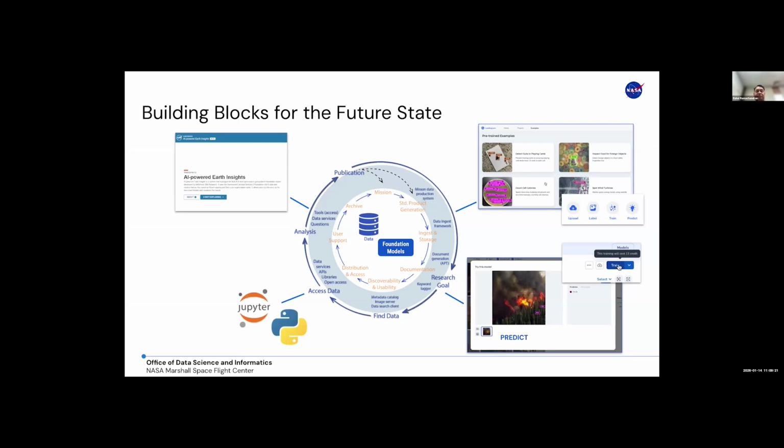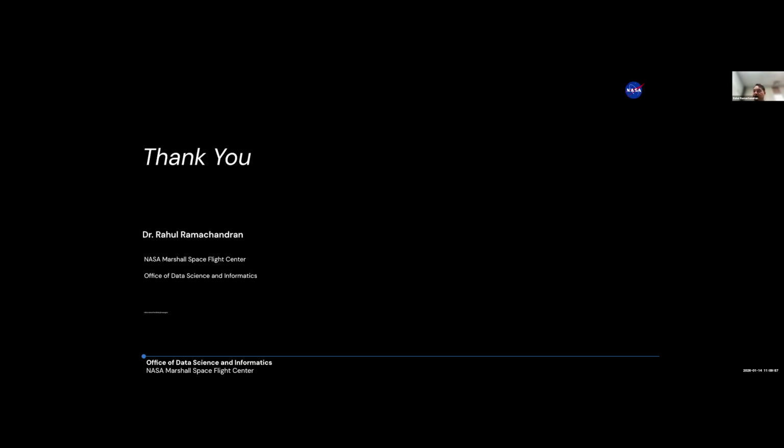I'll end with this building blocks for the future state. I showed you the data being the center of gravity that is supporting both the data lifecycle and the research lifecycle. What we really want to see if we infuse AI at scale is we are providing data with foundation models for our high value data sets so that people can build applications quickly. They can build tools quickly using both the models and the data that we provide through our infrastructure. I think that's my last slide. Thank you very much.